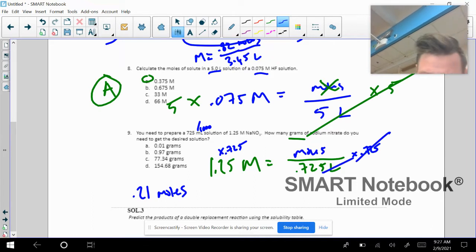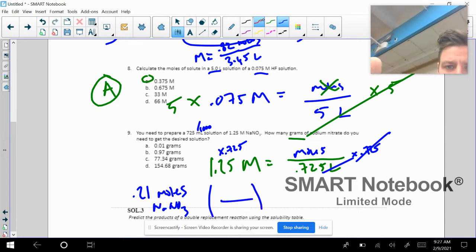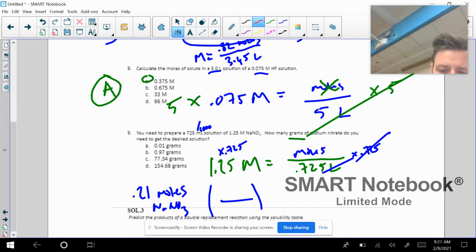So then I cross that out. Okay, so I got 0.21 moles of NaNO3. Now what I need to do then is convert it to grams. When I convert it to grams, 1 mole is going to go on the bottom because that's what I'm given here, and it's the molar mass.